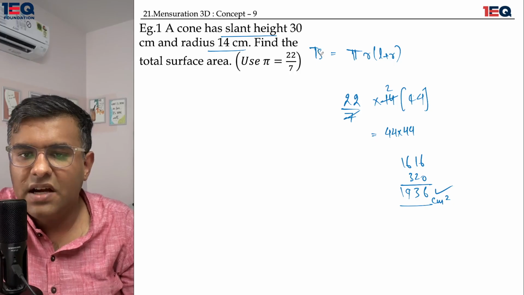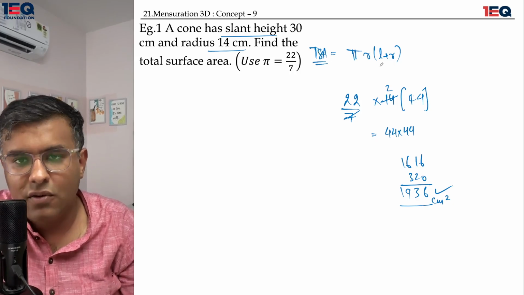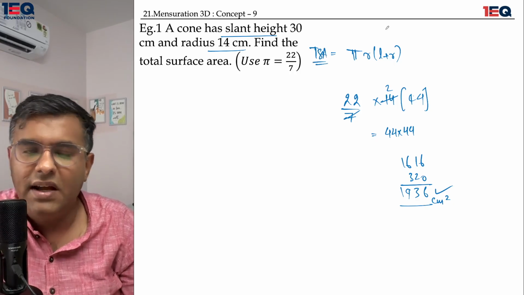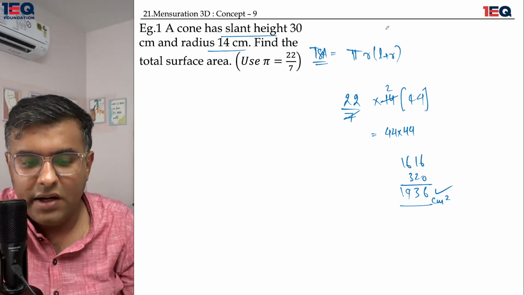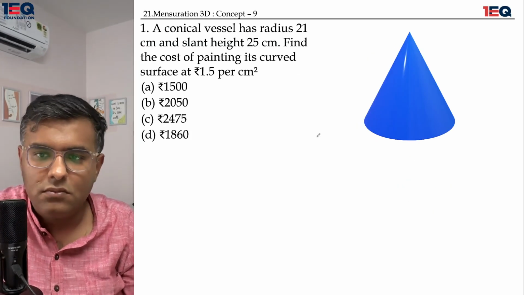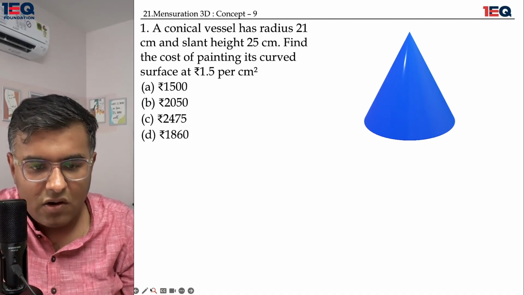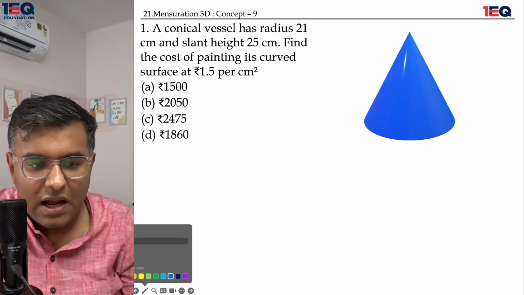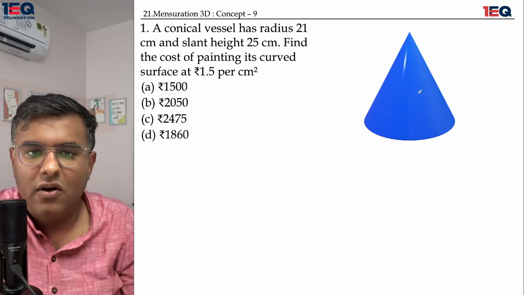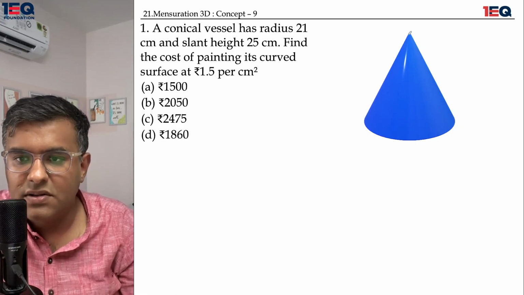The formula which I have written here is the total surface area of a cone, which is pi r multiplied by L plus r. Right? Let's move ahead. Now, a cone has a radius of 21 centimeters and a slant height of 25 centimeters.